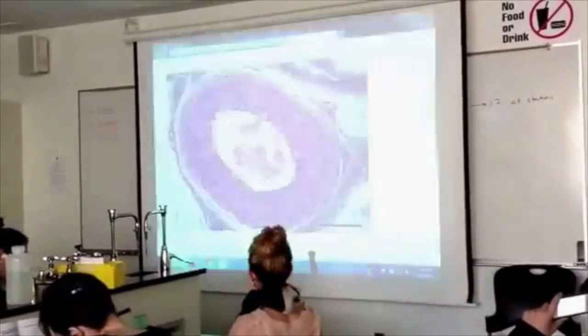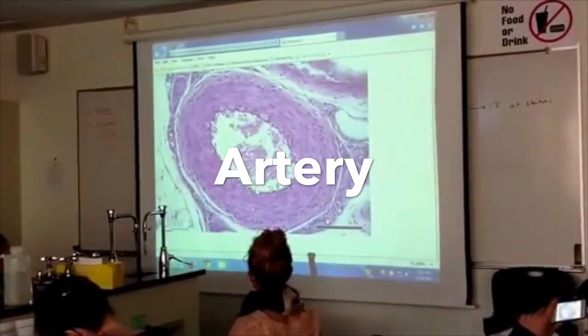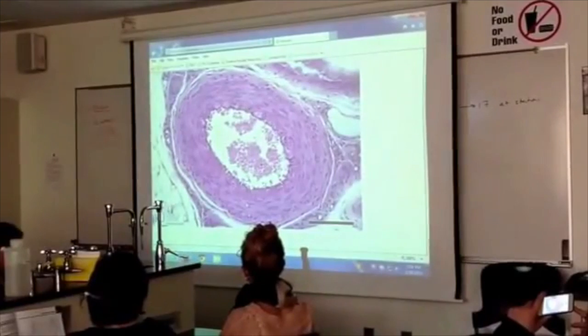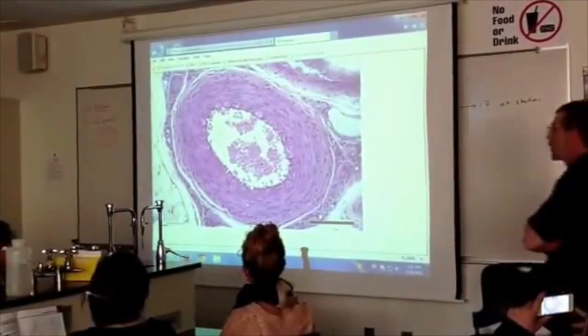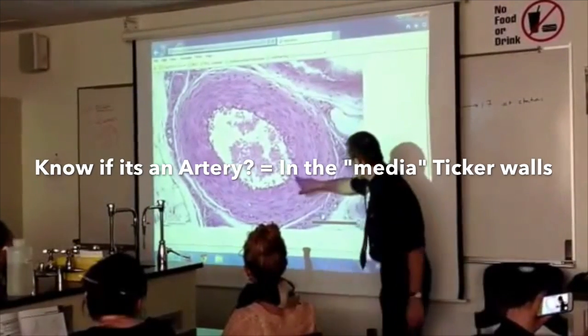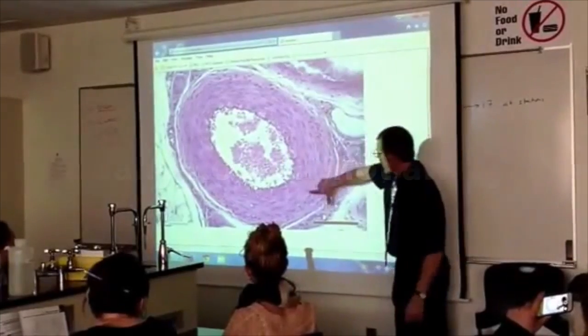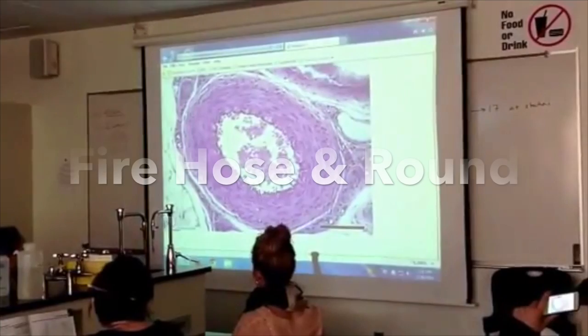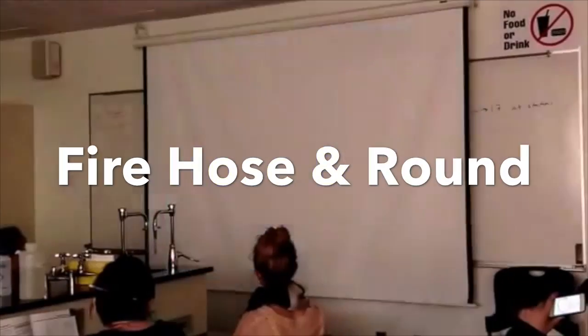I'm going to give you just one. Is that an artery? Artery. That is true, it's an artery. And how'd you know? Thick wall. Yeah, again, that media, which is the middle, is really, really thick. It's usually more round, not always, but fire hose is the analogy you want to use. Nice and round.